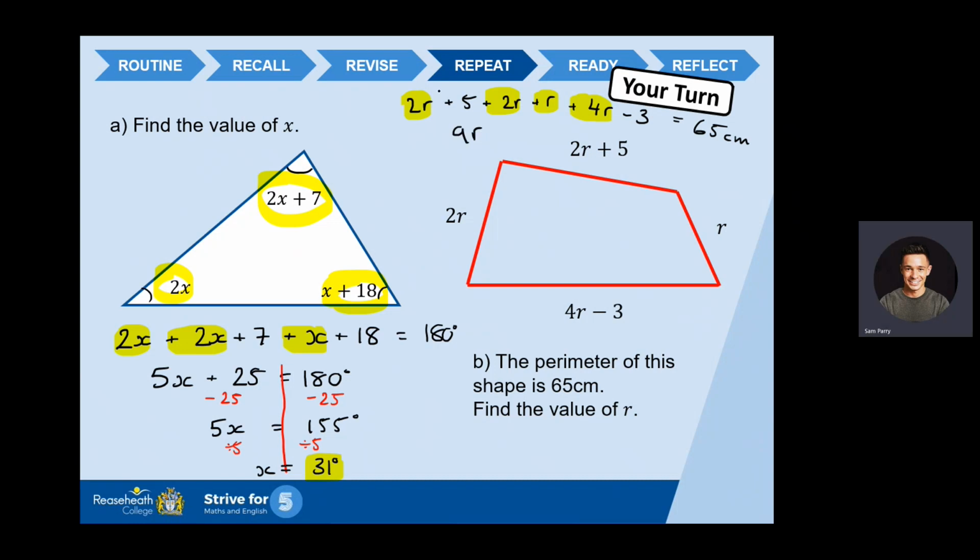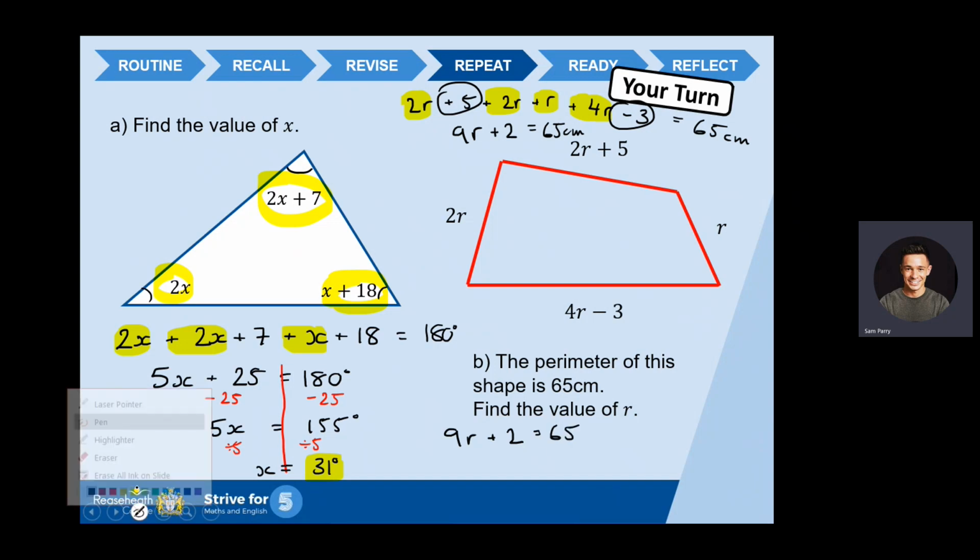And then we've got plus 5 minus 3. So 5 minus 3 is 2, which is a positive number. So it's going to be plus 2, and that's going to give me 65 centimeters. Okay, now let's write that down here. We might have to squeeze it in. So apologies for the lack of space, but we'll make it work. 9r plus 2 equals 65.